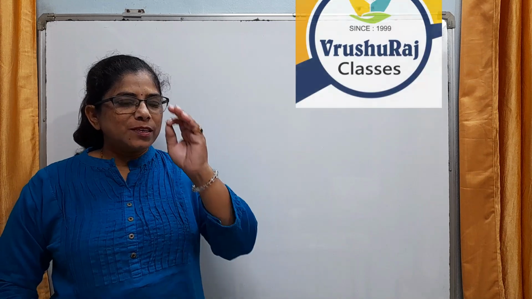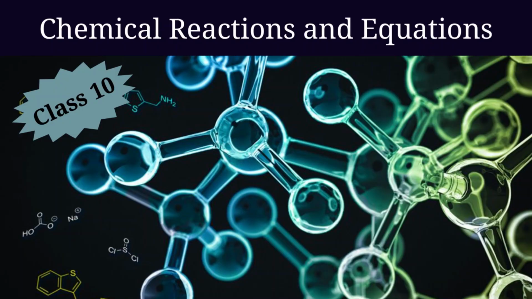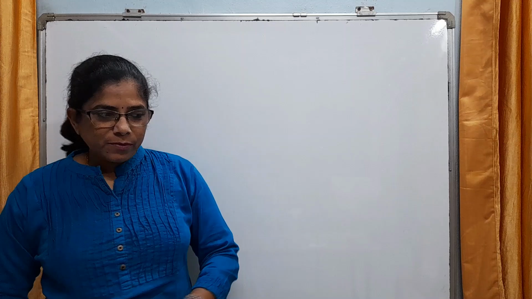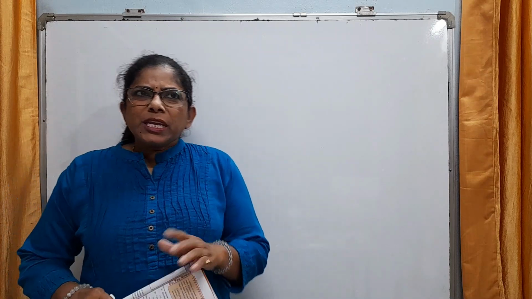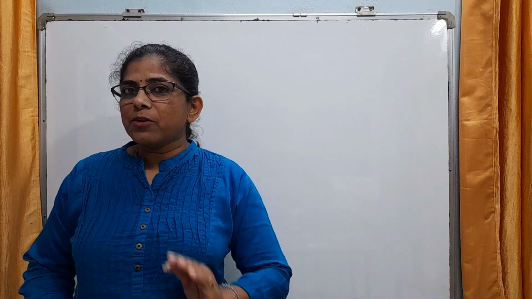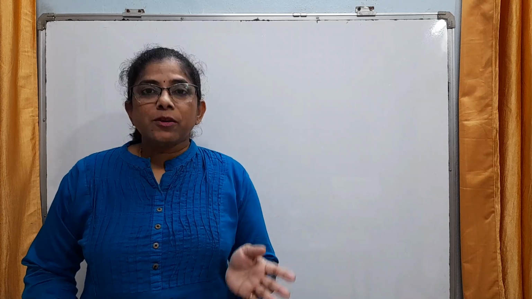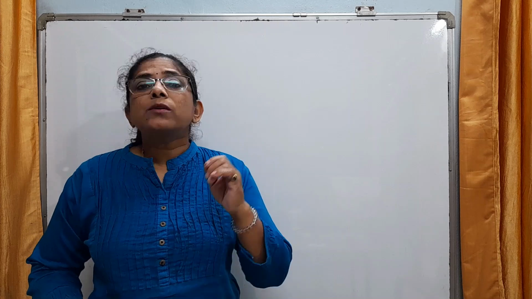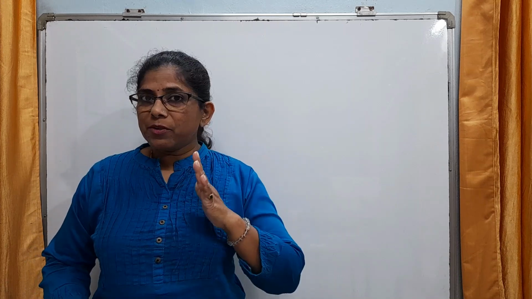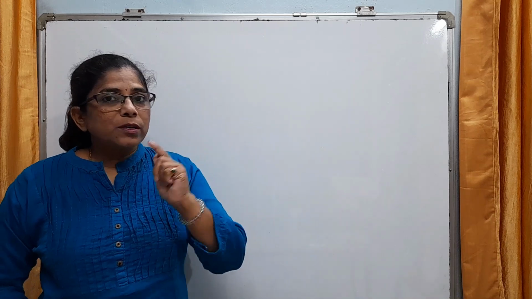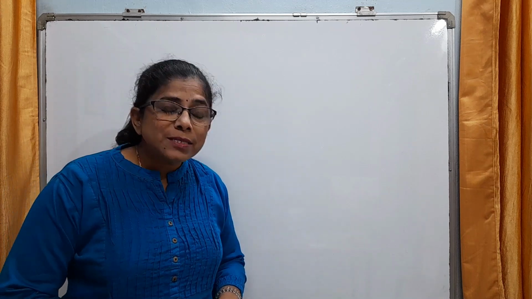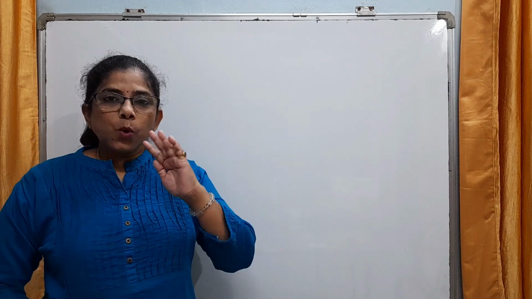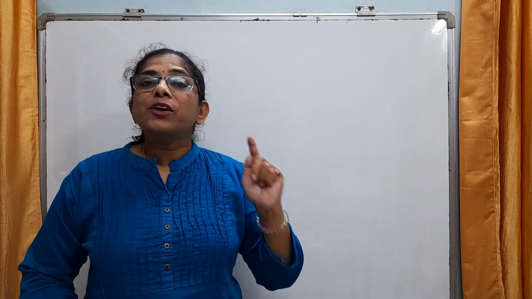We have started one interesting chapter of chemistry, that is chemical reactions and equations, which is the first chapter of the science subject of class 10. We have already discussed many things related to chemical reactions. That is exactly what a chemical reaction is, then different aspects like reactants, products, what terms we have to remember while writing a chemical reaction, and the most important thing, how to balance a chemical reaction. All these things are covered in our previous video.